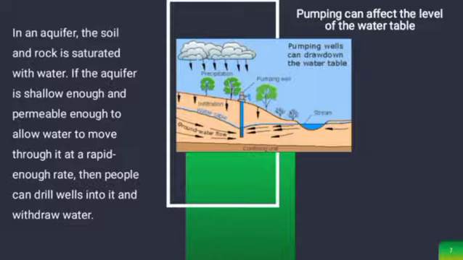The pumping of wells can have a great deal of influence on water levels below ground, especially in the vicinity of the well, as this diagram shows.